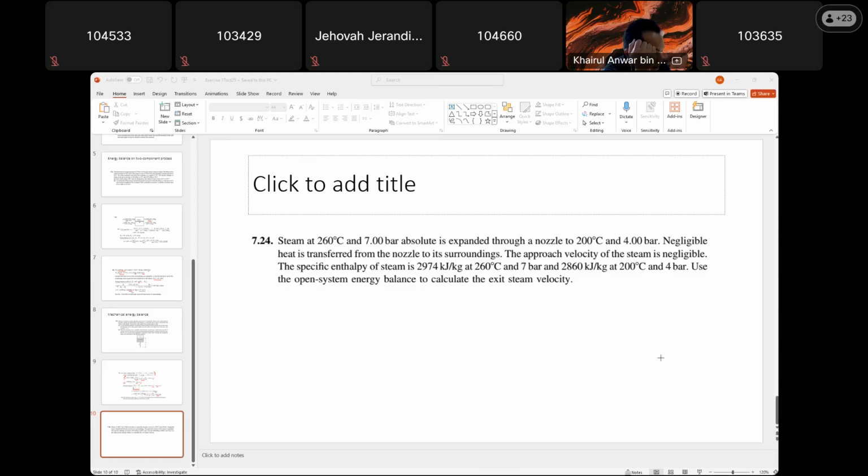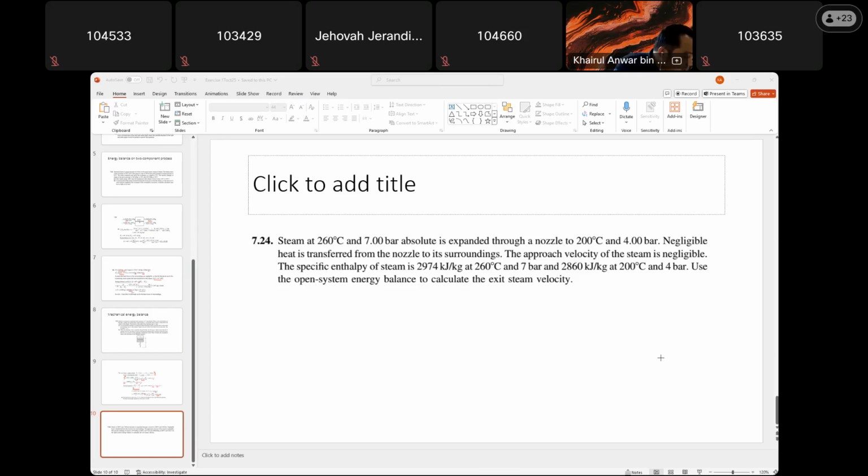For the steam nozzle system, one inlet, one outlet. Heat is not transferred from the nozzle to its surroundings, so Q is 0. This is just a nozzle, so there is no mechanical work, so W is 0. The velocity of the steam at the inlet is negligible. So there is no initial velocity.